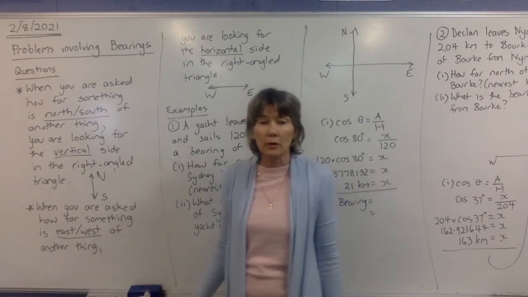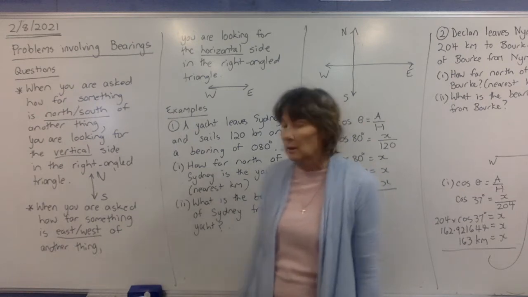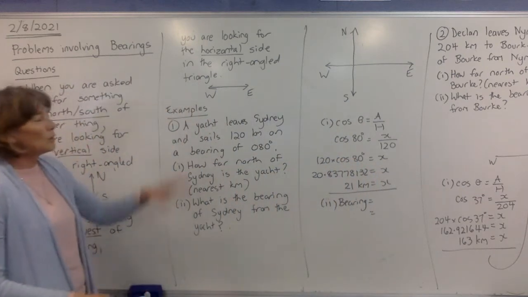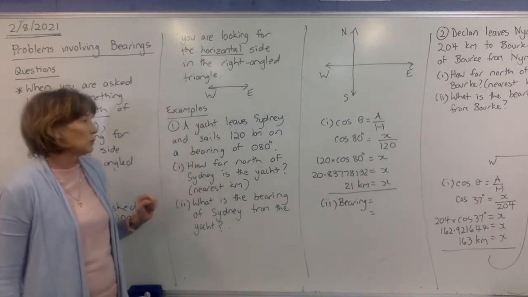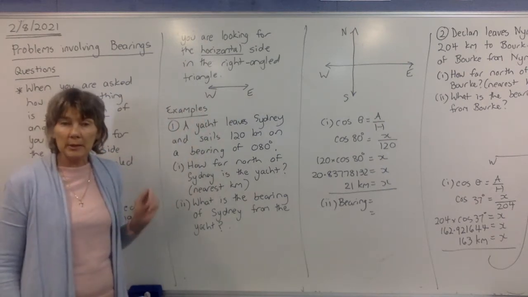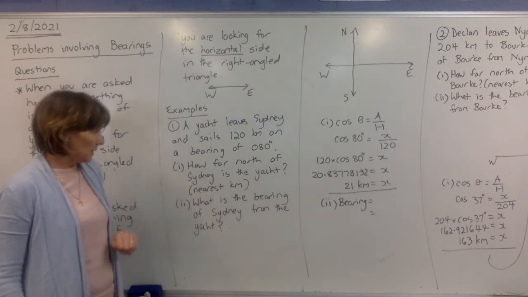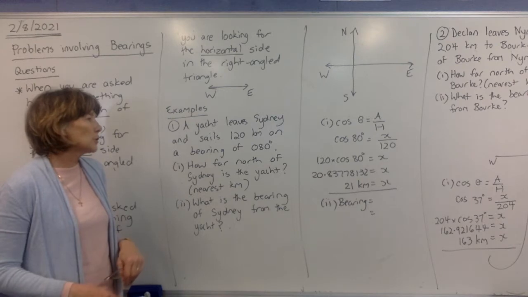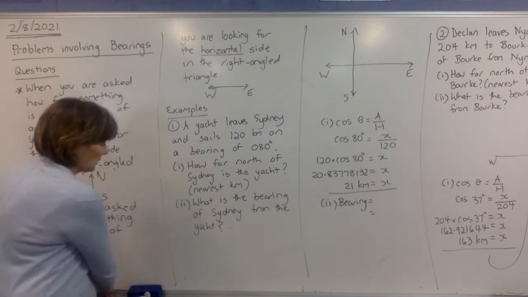If they are asking you to find how far something is east or west of something else, then you're looking for the horizontal side because the east-west line is horizontal. Okay, so we're going to look at two examples in the first video. The first one is: a yacht leaves Sydney and sails 120 kilometres on a bearing of 080 degrees.